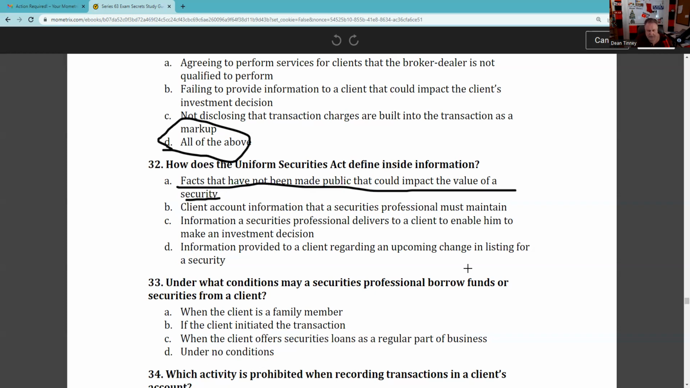Client account information the securities professional must maintain. No. I mean, I do have to have custody, but that's not what this is about. The question isn't about that. Information securities professionals deliver to enable a client to make an investment decision. No. Information provided to a client. No. A is the best answer.